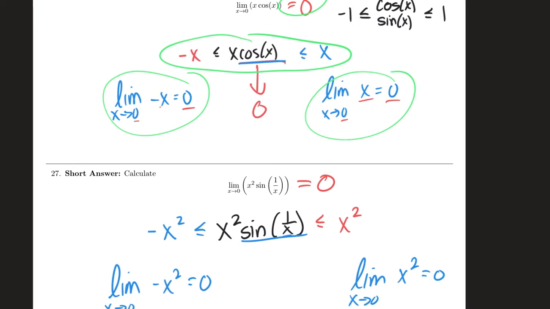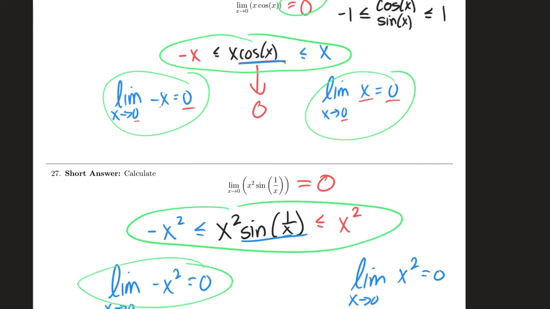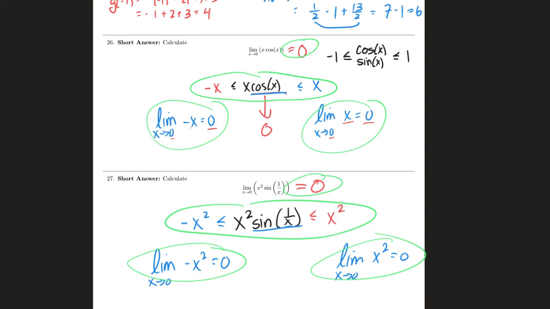All right, so those are the kind of pieces that would give you all the points for these ones: the inequality, the individual limits, and that gives you the final answer. All right, so that's the squeeze theorem. They're all really similar when you actually use them in practice.